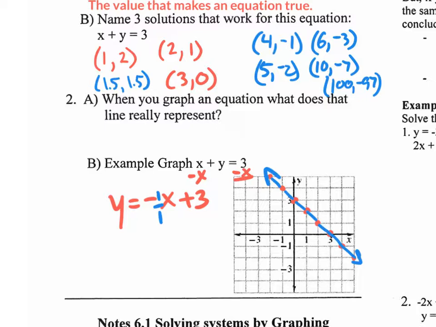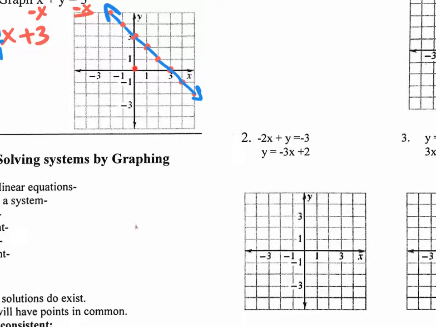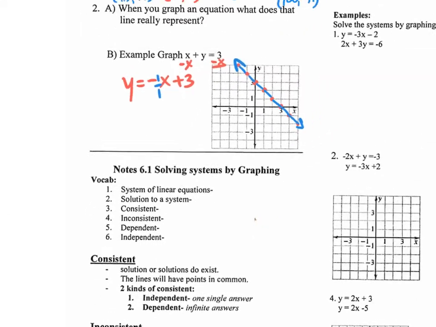It represents the infinite amount of answers that exists to this x plus y equals 3 equation, right? How many answers are there to this? An infinite amount. This line represents it because the line continues to go forever. Even if you were to go to 100 and -97, think about that. You would go 100 out this way and then -97 down this way. It would land perfectly on that line, okay? So that line represents the infinite amount of answers.